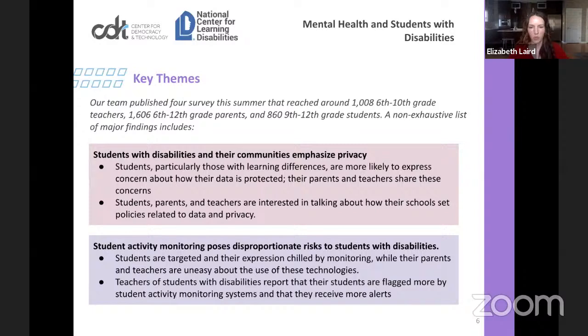But to build on what Erin said about some issues, when it comes to student activity monitoring, we did see that it can pose a disproportionate risk to students with disabilities. We're going to build on some research that we shared earlier this year about how it can have a chilling effect, which is a jargony way of saying that students may be suppressing their true thoughts and feelings and changing their actions because they know that they're being monitored. And then the new information that we're going to share is also how involved teachers of students with disabilities are in student activity monitoring and how it is disproportionately affecting their students.